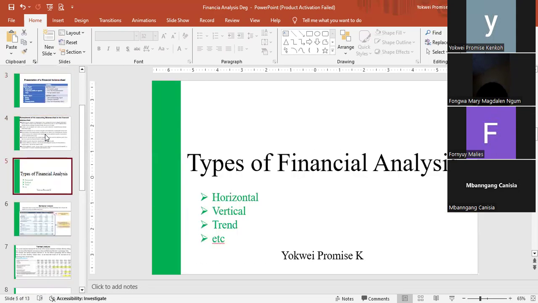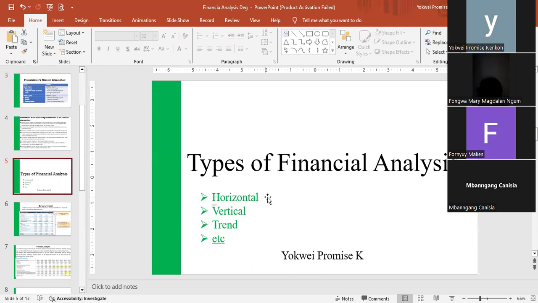All right, so let's continue. We'll look at some of the types of financial analysis. There are several types. Even ratios now is one, and the various categories of ratios are also a way of analysis. We are going to look at some of the types, which are horizontal, vertical, trend, and so many others. Please, there are many types.